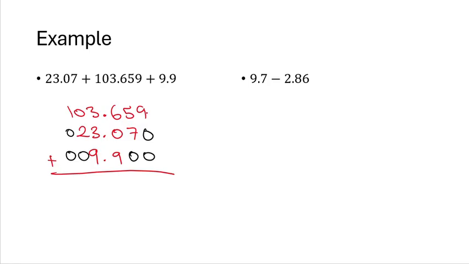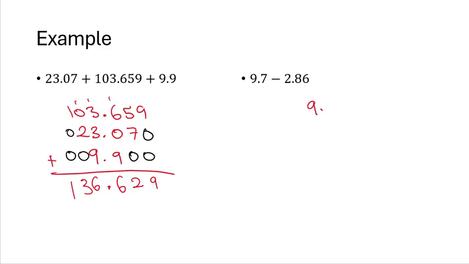And then you're just going to add just like how you would typically when you were adding whole numbers. So 9 plus 0 plus 0 is 9. 5 plus 7 plus 0 is 12. Put the 2 in, carry the 1. 1 plus 6 is 7. 7 plus 0 is 7. 7 plus 9 is 16. Put the 6 in there, carry the 1. 1 plus 3 is 4. 4 plus 3 is 7. 7 plus 9 is 16 again. Carry the 1. 1 plus 0 is 1. 1 plus 2 is 3. 3 plus 0 is 3. And then I get 1 plus 0 plus 0, which just equals 1. So this is my final answer here, 136.629.